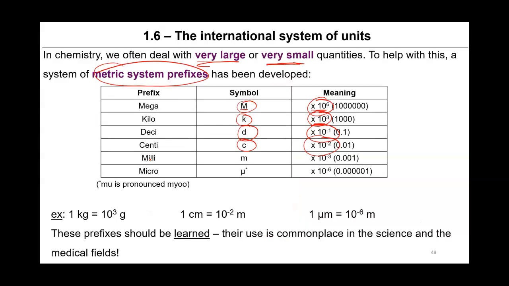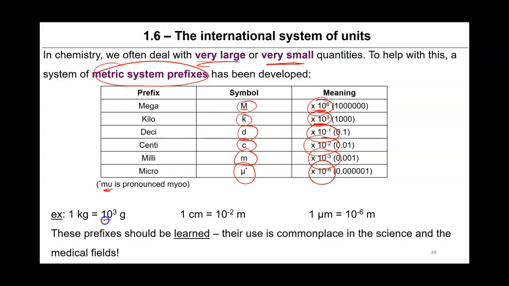The metric prefix milli, which has the abbreviation lowercase m, means that our measurement is multiplied by 10 to the minus 3. And then the metric prefix micro, which has the Greek letter mu as its symbol, means that the number is multiplied by 10 to the minus 6.